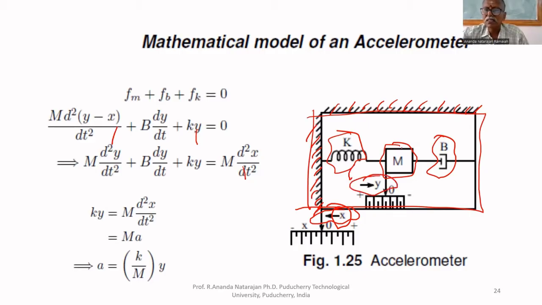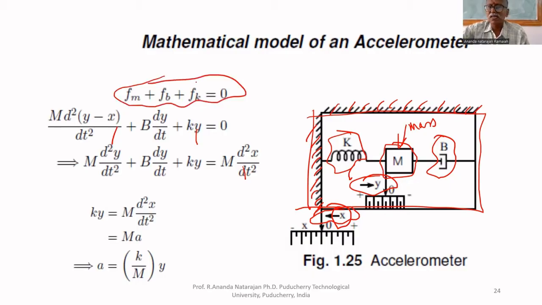This y is the displacement of this mass, because this mass is loosely fitted. One side is a spring, another side a dashpot. It is loosely fitted, not rigidly fitted to the box. That's why it can move. The displacement is y. Now we will write the mathematical model. From that, we can understand what the acceleration is.